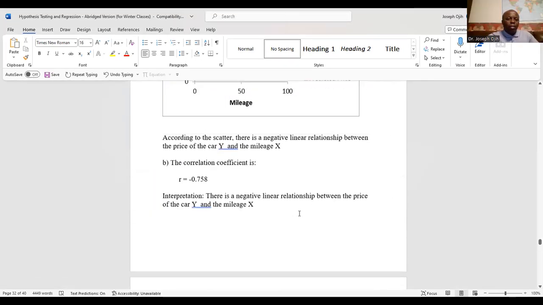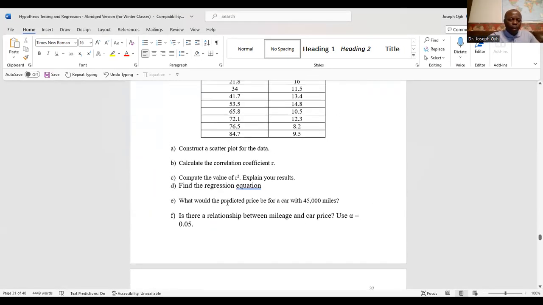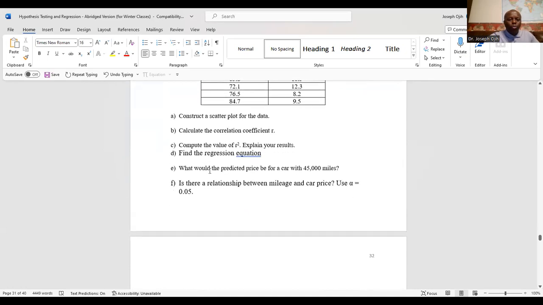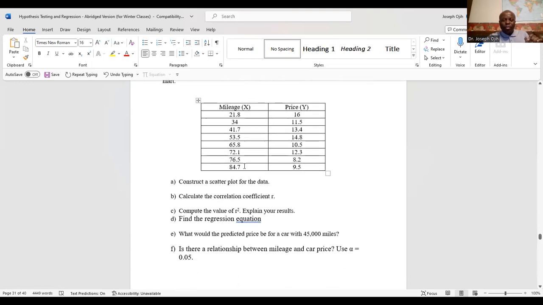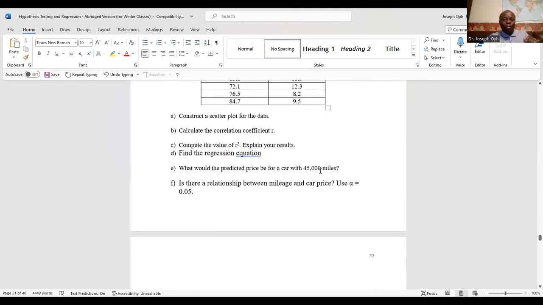All right. Now, the next thing they want us to do here is find the equation. What would be the predicted price for 45,000 miles? Here again, this 45,000 miles will be written as 45. Remember, everything here is in thousands, but I removed the 3 zeros to make it easy to calculate. So this 45,000 miles will be written as 45.